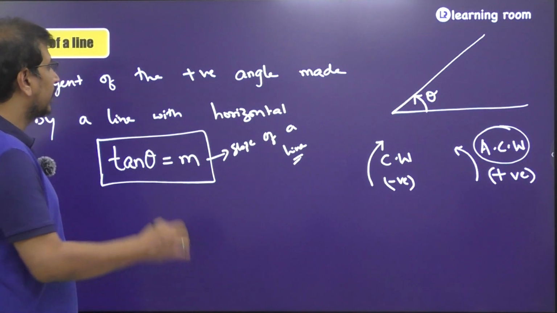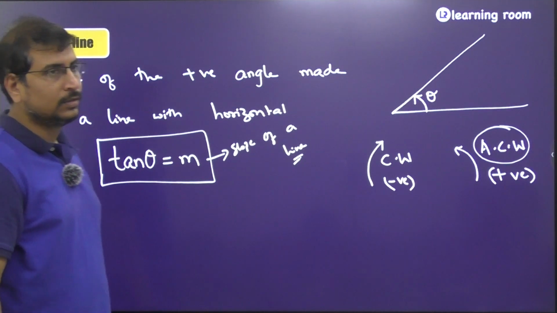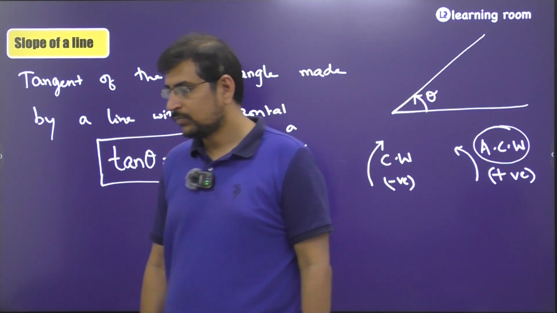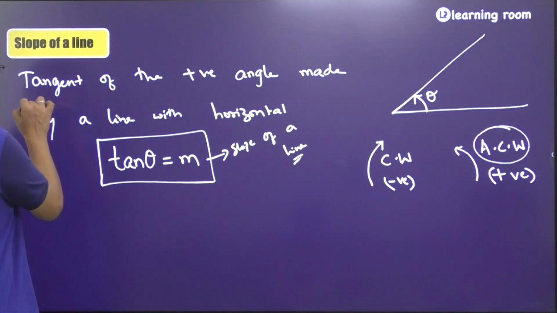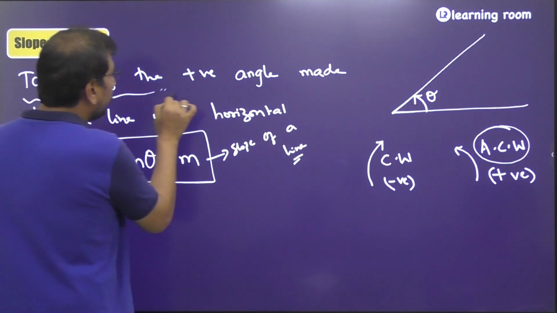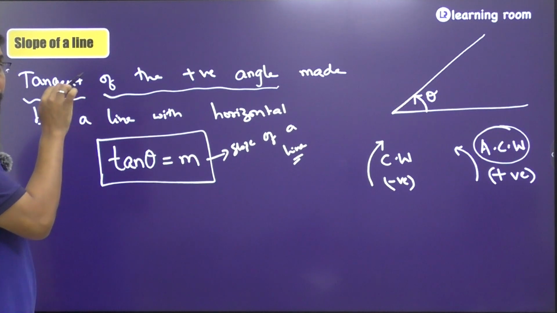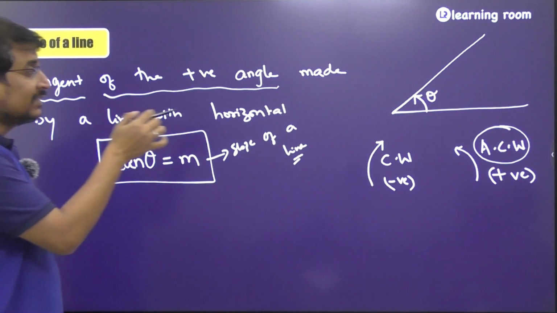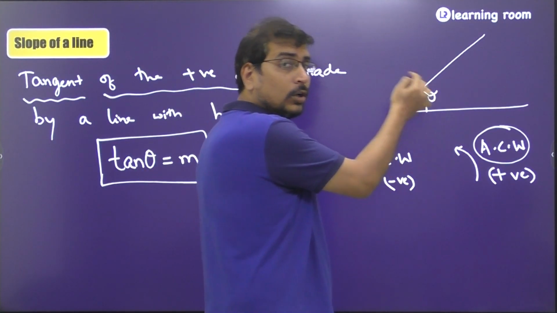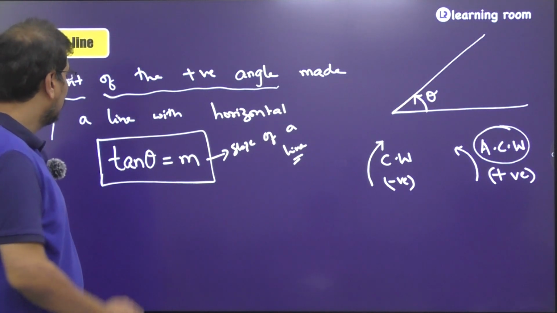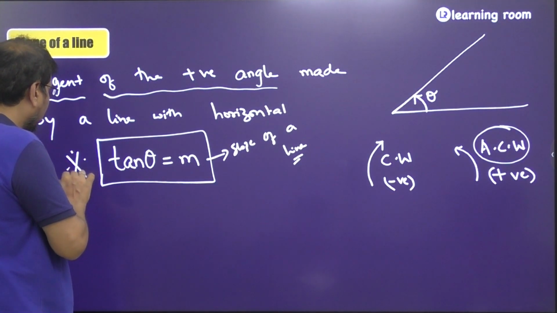No, slope is not an angle. Slope is the tangent of the angle. Slope is a number. So that's why this word is very important. It is the tangent of the positive angle. Don't get confused here. What do I mean by positive angle? Positive angle means the angle which is measured in the counterclockwise direction. Am I clear with this? So this is an important point to be noted.